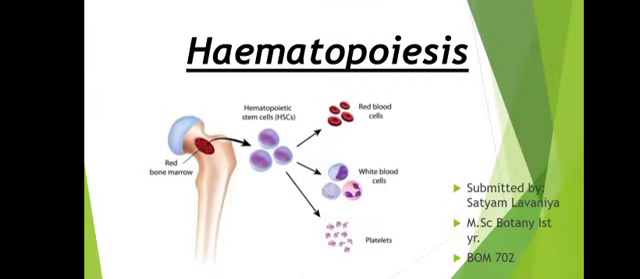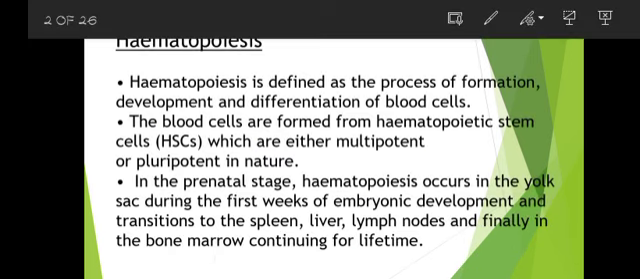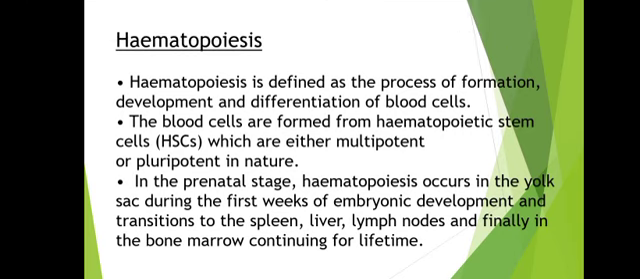Hello everyone. Today we are going to discuss hematopoiesis. As the word suggests, hemato, that is blood, poiesis, that is formation of different types of blood cells. Hematopoiesis is defined as the process of formation, development and differentiation of blood cells from the hematopoietic stem cell, that is HSC, which is either multipotent or pluripotent in nature.